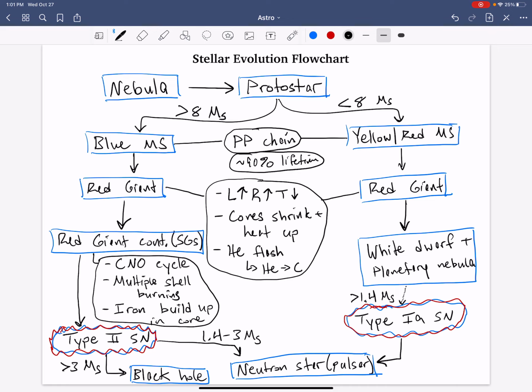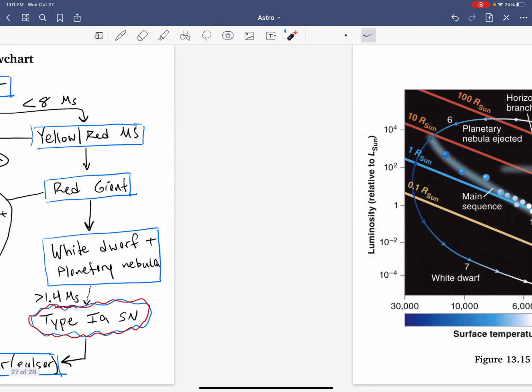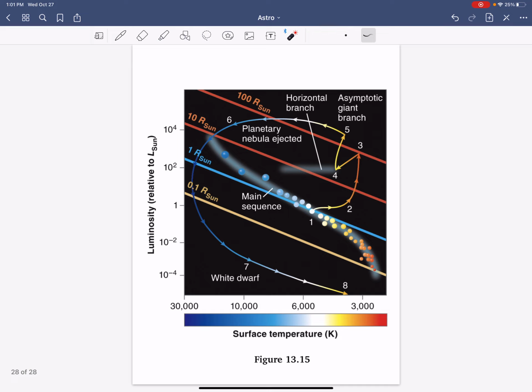And this is the basic outline for stellar evolution, right? All stars start at the same place in an interstellar nebula, but there's really only one of three outcomes that a star will become, all right? There's a diagram in your book, an HR diagram to be exact, figure 13.15 that outlines this process, right?